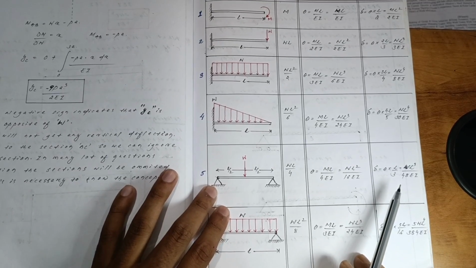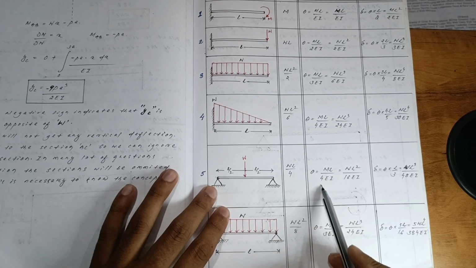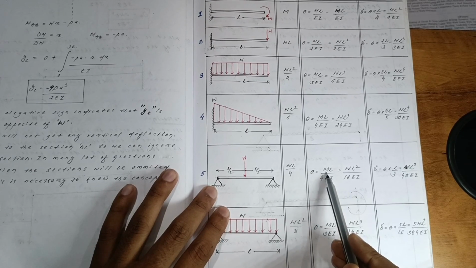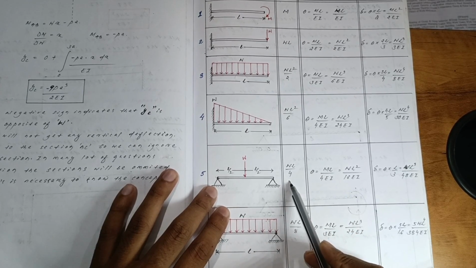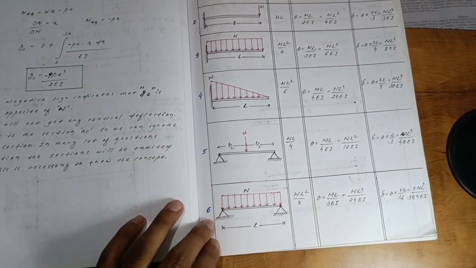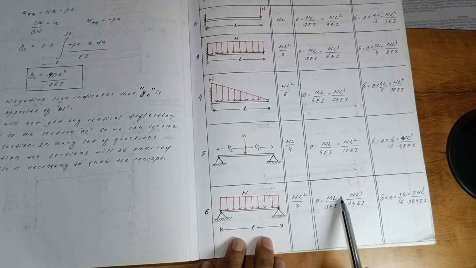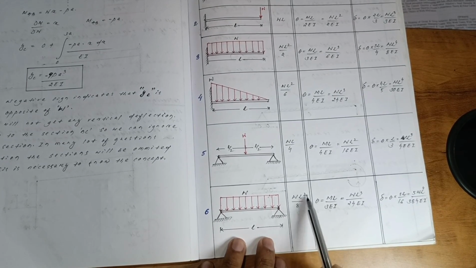For the fifth situation, maximum bending moment is wL by 4. Then theta is equal to ML by 4 EI. So we will put M is equal to wL by 4. Then we will get theta is equal to wL square divided by 16 EI. For the sixth situation, slope is equal to theta is equal to ML by 3 EI. We will put M is equal to wL square divided by 8. Then we will get theta is equal to wL cube divided by 24 EI.